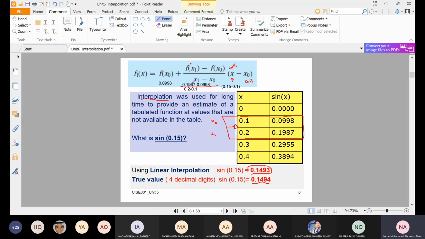After that, you use the calculator to use this form to estimate the sine of 0.15. This is for radians, not degrees. Radians, the value? Yes, I check it by calculator now. You check it? Yes.